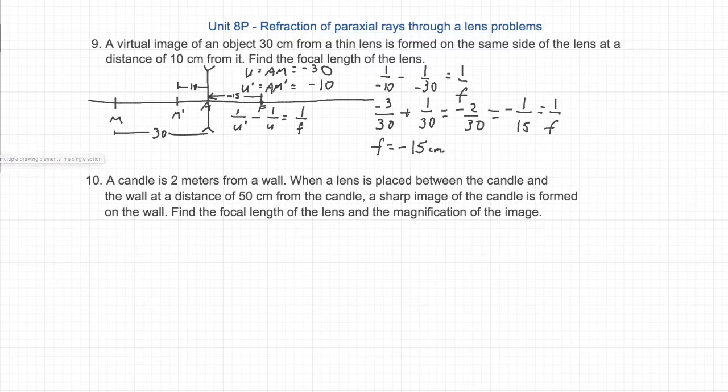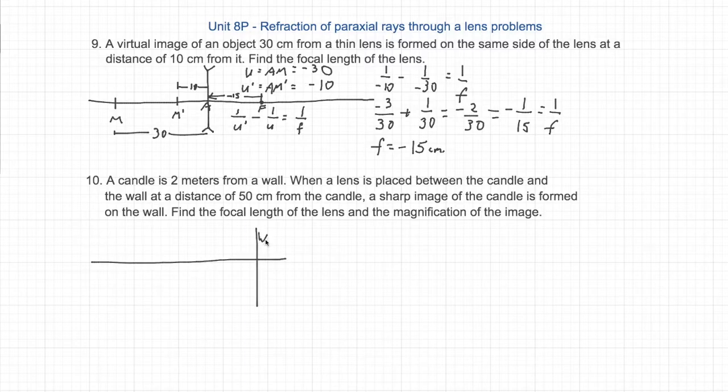Question 10, a candle is 2 meters from a wall when a lens is placed between the candle and the wall at a distance of 50 centimeters from the candle. A sharp image of the candle is formed on the wall. Find the focal length of the lens and the magnification of the image.